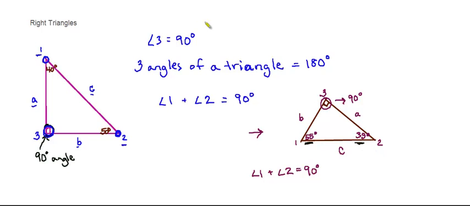And since these two angles equal 90 degrees, and we add in our third angle, which equals 90 degrees on its own because it's a right angle, we'll end up with a total of 180 degrees, which is what we should have because the angles of all triangles, when you add them together, sum up to 180 degrees.